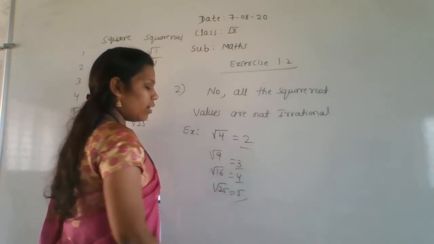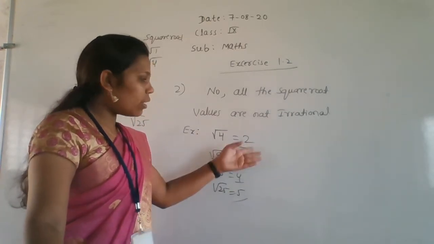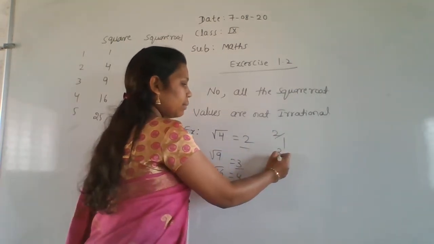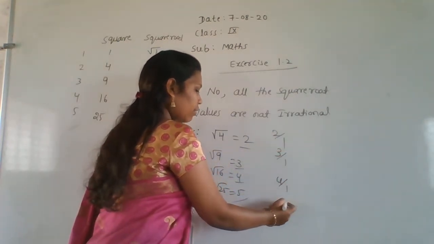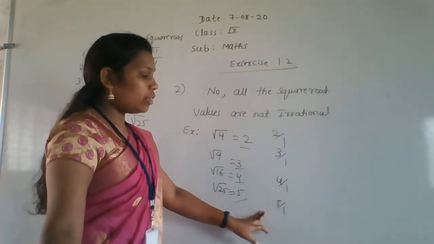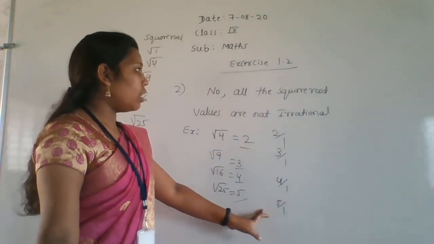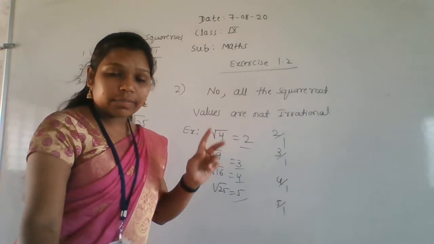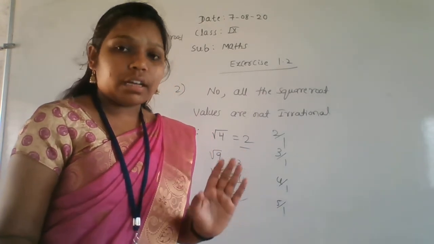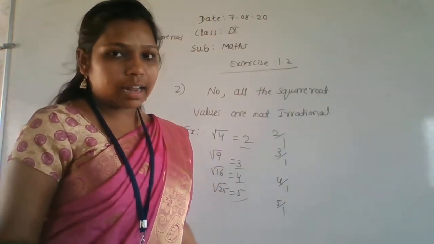2, 3, 4, 5. Are these irrational numbers? No, these are rational numbers. Because 2 can be written in p by q form: 2 by 1, 3 by 1, 4 by 1 and 5 by 1. Like that we can write, right? So these are not irrational numbers. These are rational numbers. So not all square roots are irrational numbers. Only some square roots are irrational numbers. That is our answer.